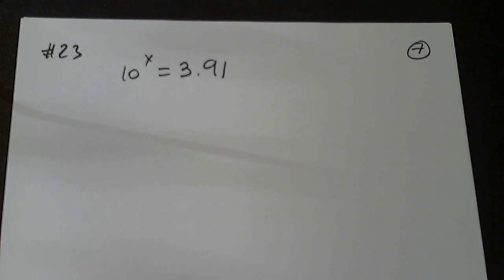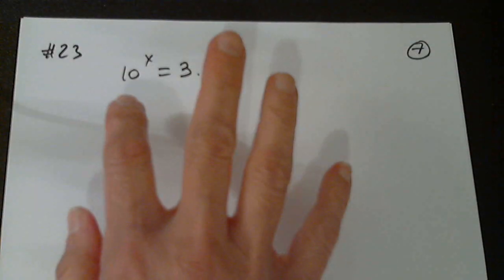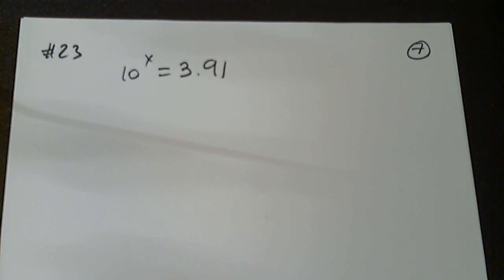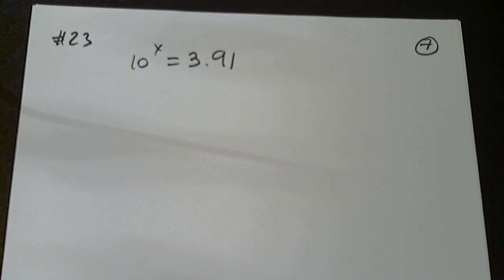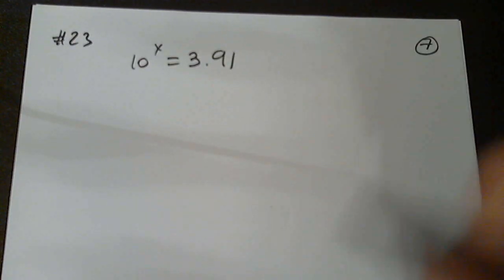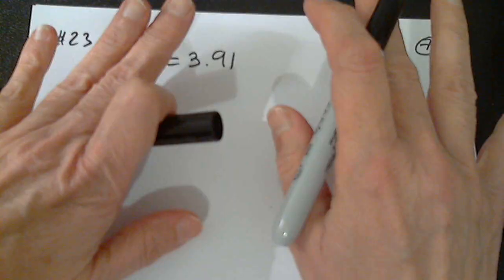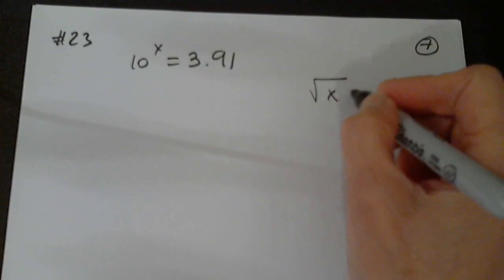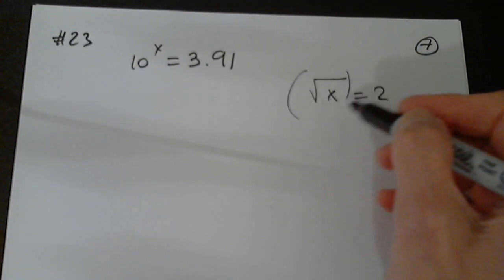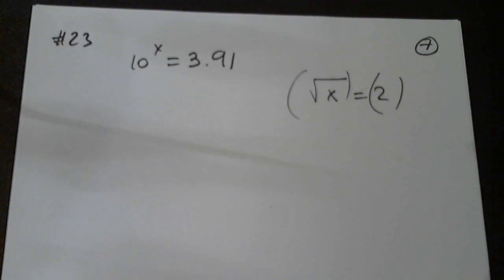Well, this is no longer nice, meaning there is no way 10 and 3.91 can be presented with the same base. That's not possible. Well, I have to think in terms of an analogy here. When we had the square root of x equals 2, what did we do to both sides to solve this equation?